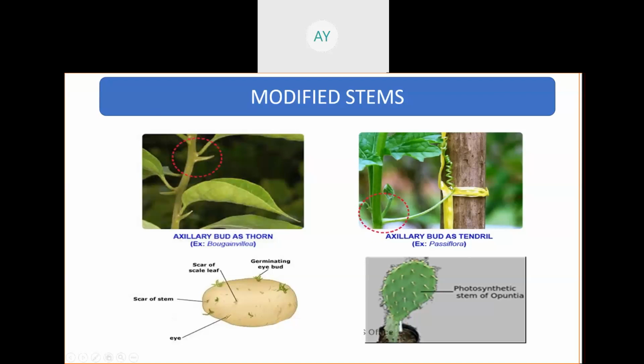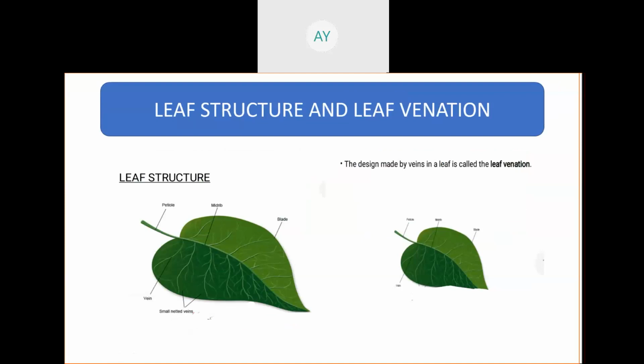Then just see the ring, that is the ring-like structure. You will find that is an example of modified stem, that is tendril. So try to remember, you know already the leaf structure and leaf venation, the whole surface area of the leaf. Okay, so that is the petiole, that is the blade.